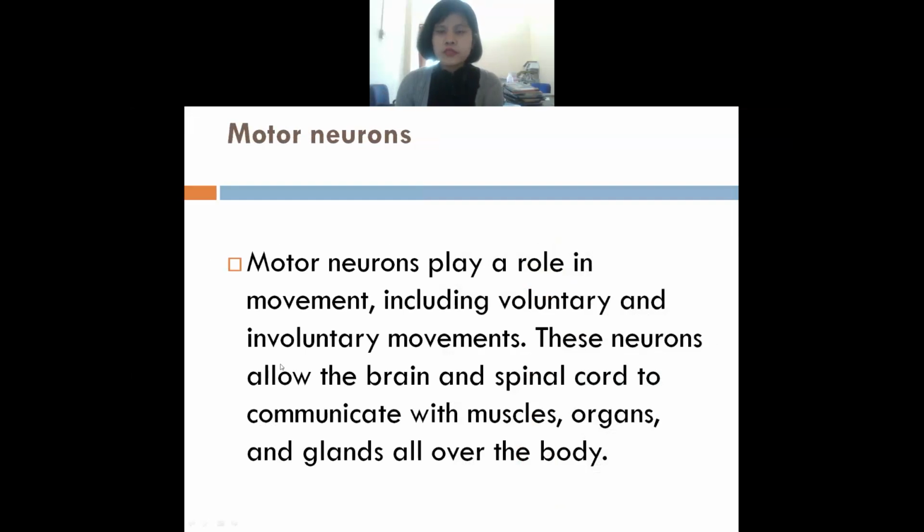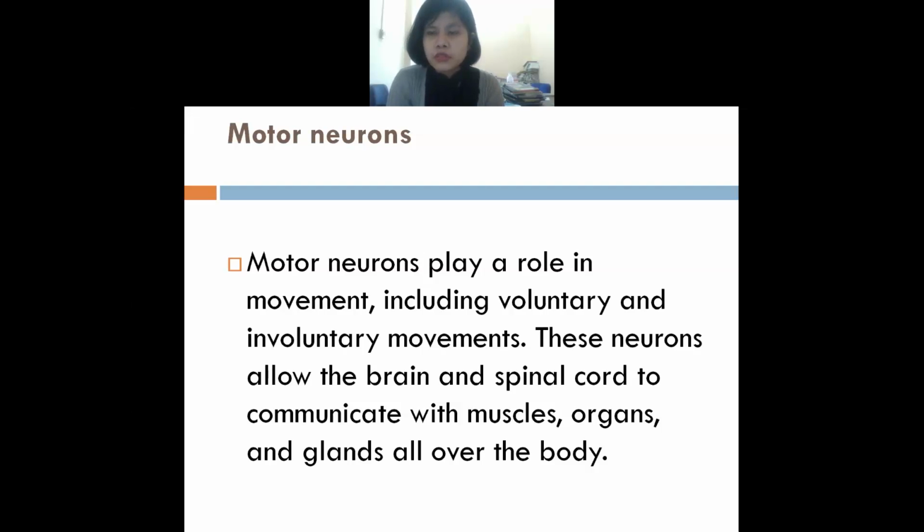Okay, next is motor neurons. With the help of the motor neurons, what can you do? They help you in voluntary as well as involuntary functions. Voluntary means the things which you can control. Understand? And involuntary means which you can't control. So motor neurons help you in both things, voluntary and involuntary. Understand?